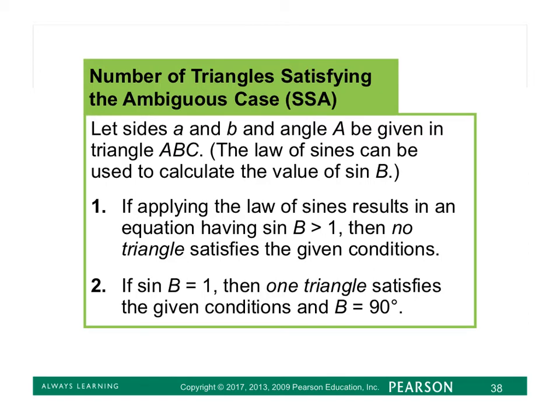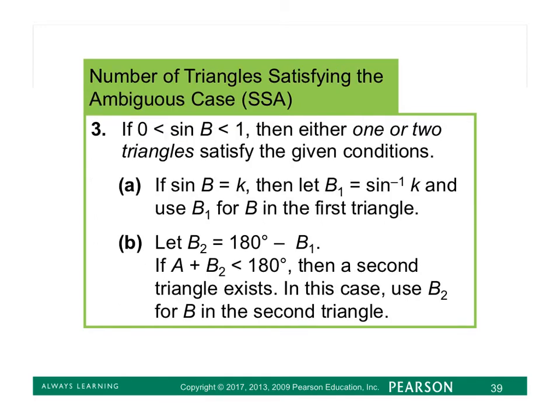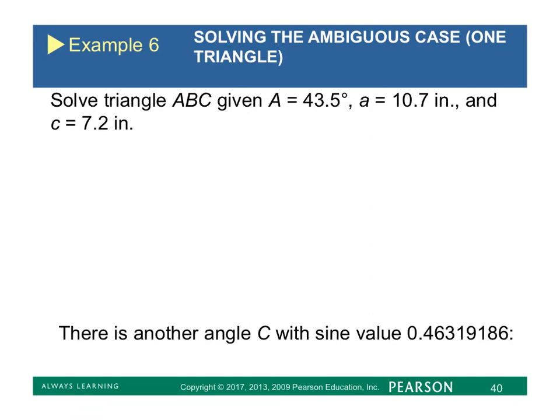Okay, so let sides A and B and angle A be given. This is just rehashing what we did, how we had no triangle that existed. That happened when the sine of B was bigger than 1, obviously, because we couldn't take the inverse sine, remember? And if sine of B was equal to 1, then we had the 1 triangle. If sine of B was between 0 and 1, you have the potential of 2 triangles. Remember, we had the 1 triangle here and the 1 triangle here. Things to keep in mind.